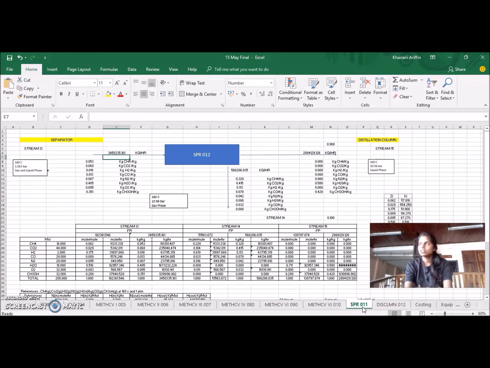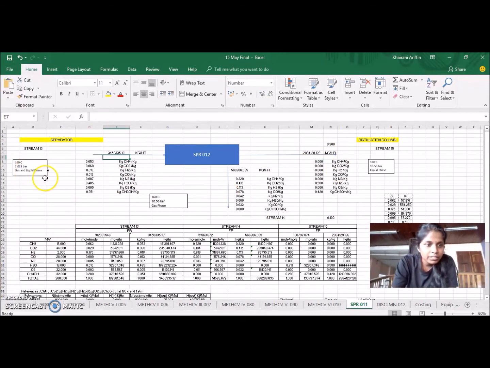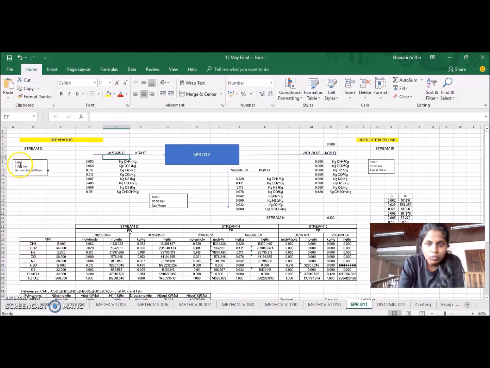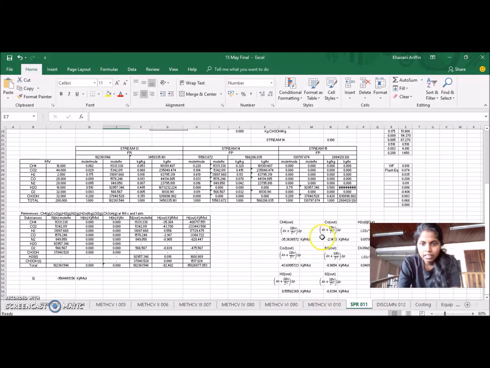And now we go to the separator. In separator, this is the inlet, this both are outlet. The temperature is 160, and the inlet and outlet are same. It just change in the pressure, inlet and outlet. So this is the calculation for the energy balance, and the Q that we obtain is negative 15644,811.56 kilojoule per mole. So that's all. Thank you.